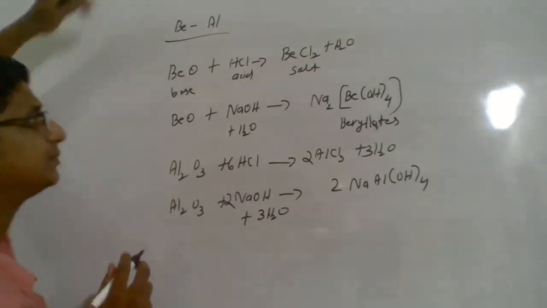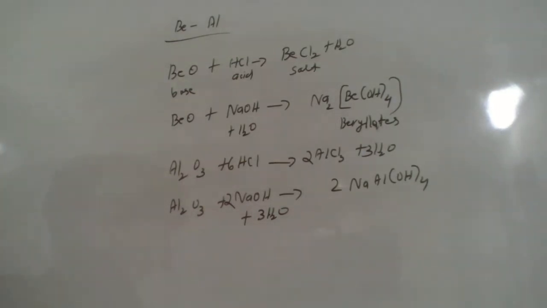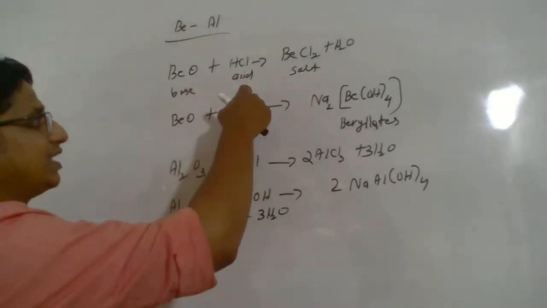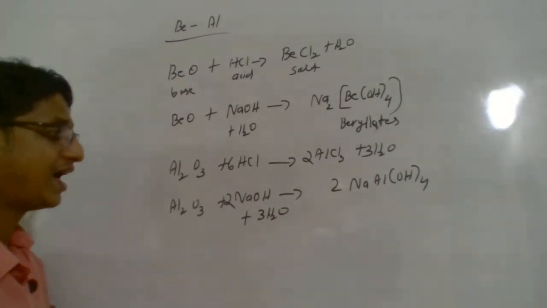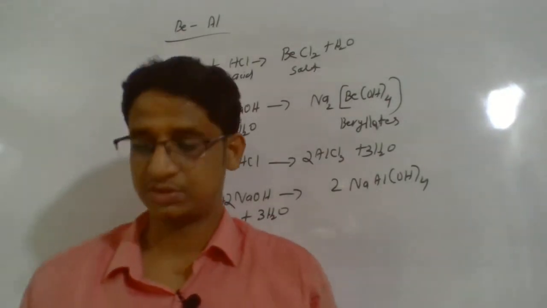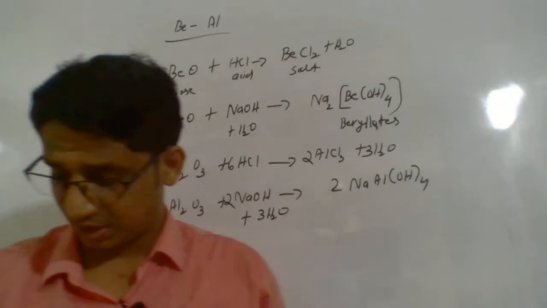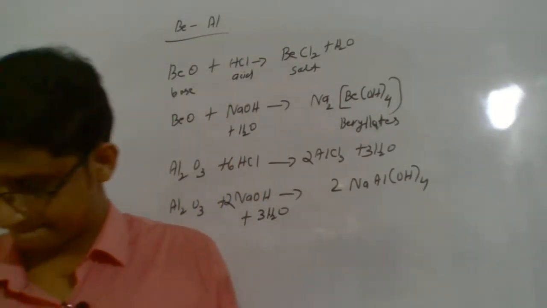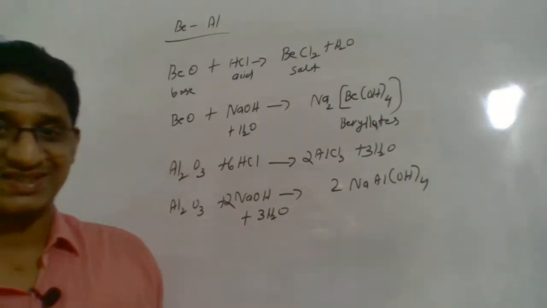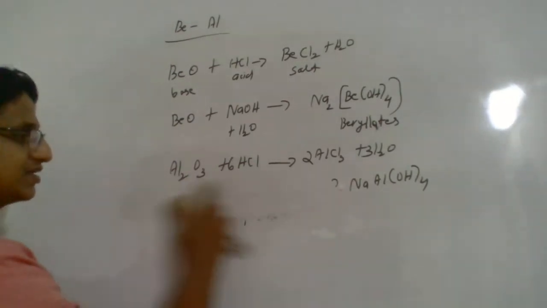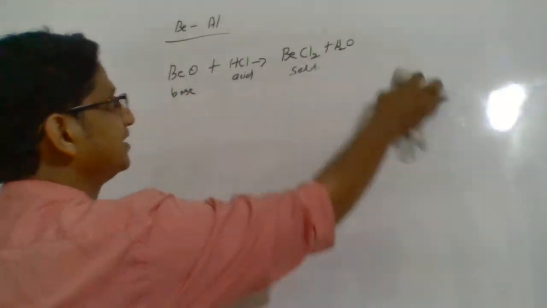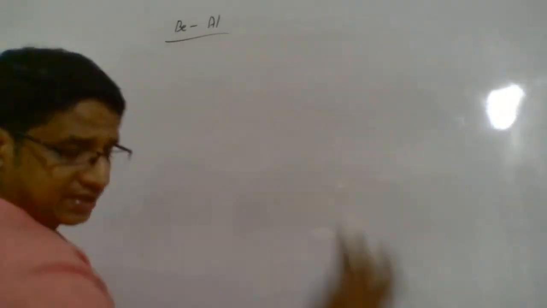So what is the point here? Both can react with both acid and base. You can see beryllium oxide reacts with the acid and base. Aluminium oxide reacts with the acid and base to form corresponding compounds. That shows their amphoteric behavior. Similarly, we discussed that their oxides are amphoteric, and their hydroxides are also amphoteric. Their oxides are amphoteric and also their hydroxides.